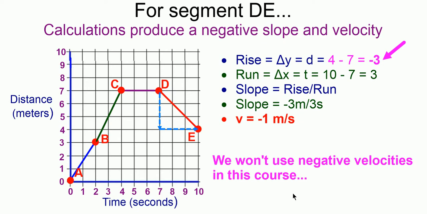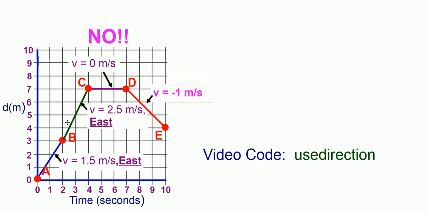But here's the story. We don't use negative velocities in this course. What do you think we use? What did I mention on the first slide that we've never used before, now we're going to use in these discussions? Right, that's direction, isn't it? So this is not going to be right. We're not going to say velocity is negative 1. We're not going to use negative velocities in this course.